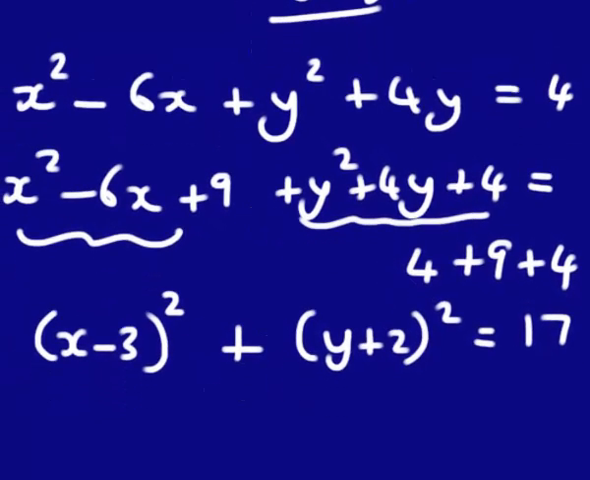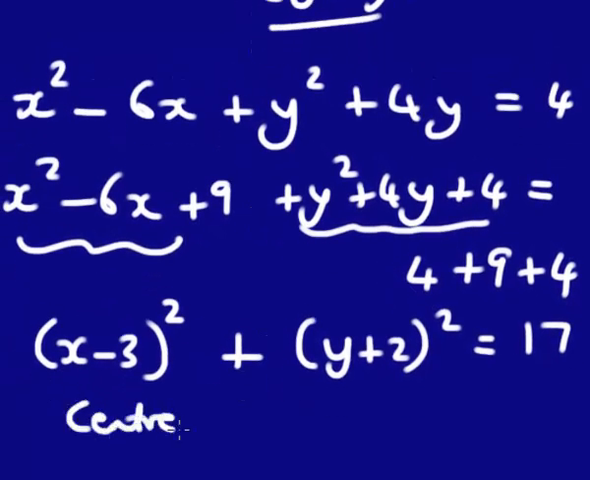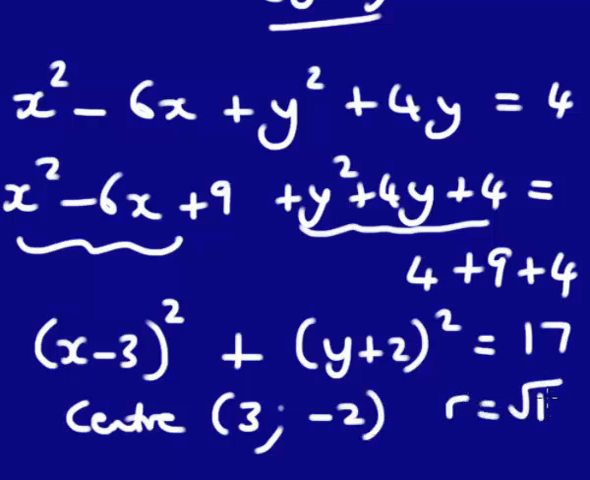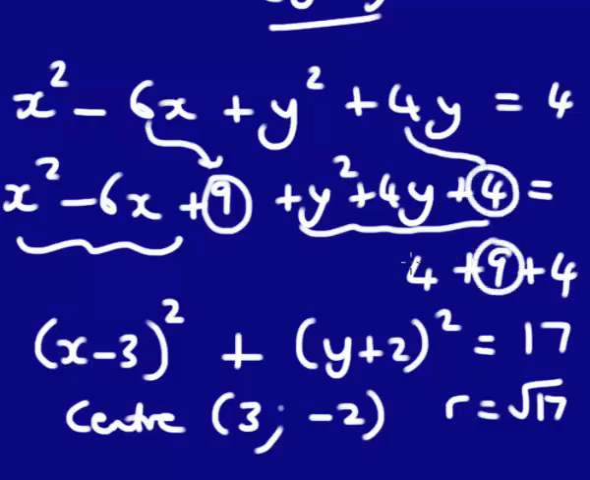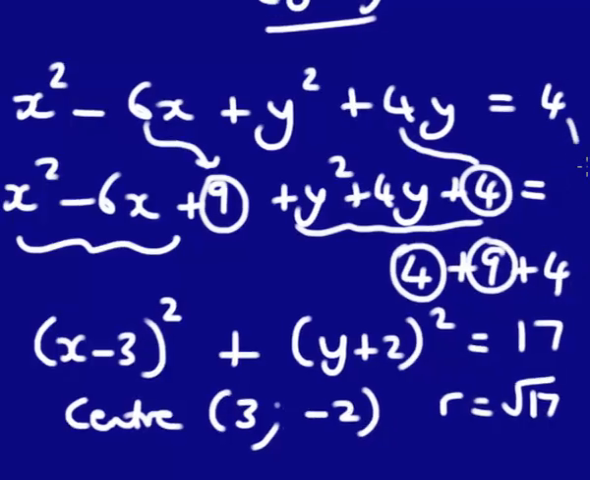Now look how easy this is, because if we want the center, negative 3 becomes 3, and positive 2 becomes negative 2, and the radius is the square root of 17. So what you're really doing is adding in half the coefficient of minus 6, all squared, and here half the coefficient of y, which is half of 4, all squared, which is 4. If you put it there, it must go on the right. If you put that one there, it must go on the right there. And then that 4 just comes down here.